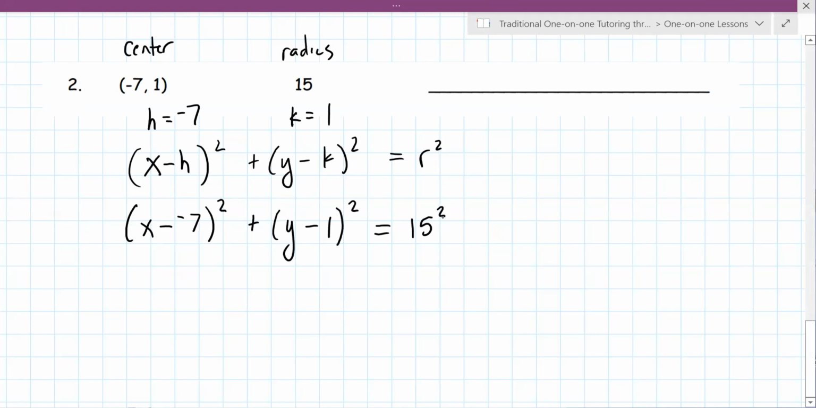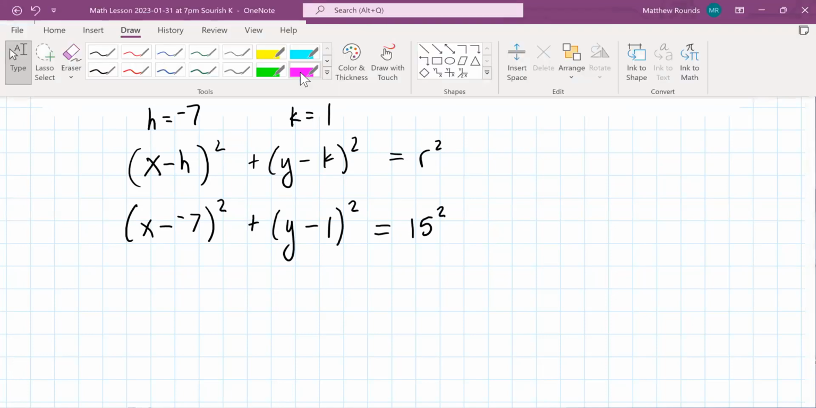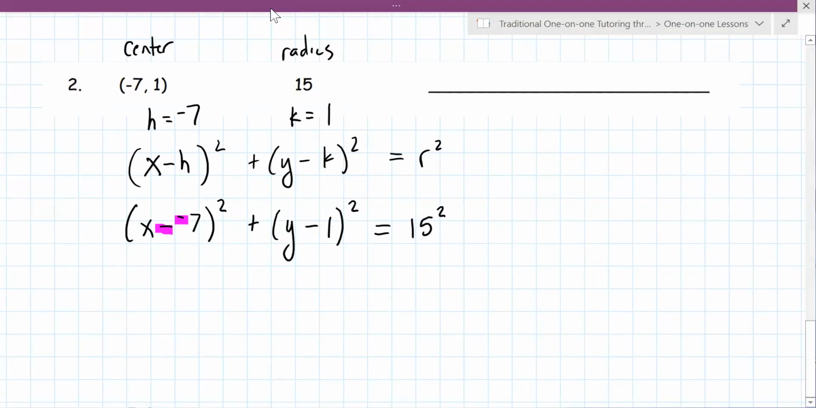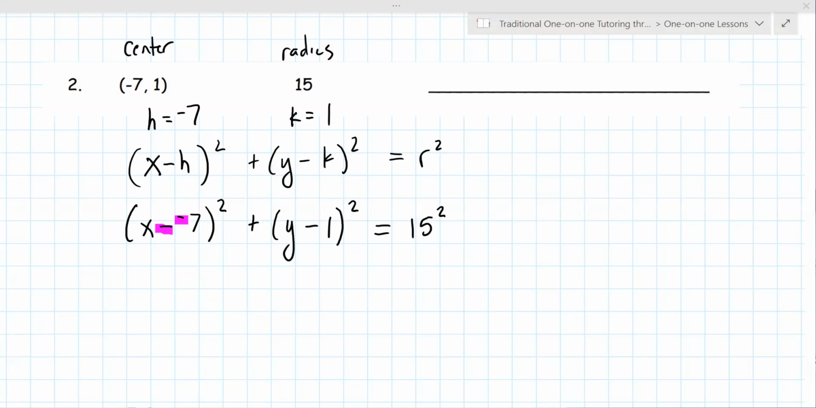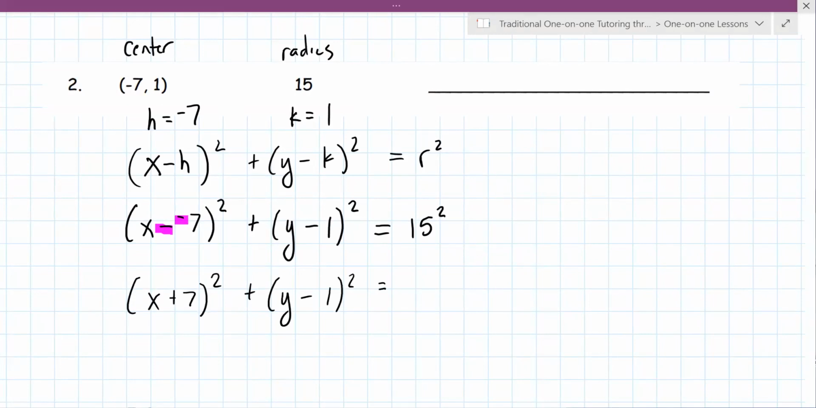Okay, so this is not your final answer though. This is the intermediate step. What happens when you have two negatives, Sourish? What does that become? They become positive. So we have x plus 7 squared plus y minus 1 squared. What is 15 squared? That's 225. Good.